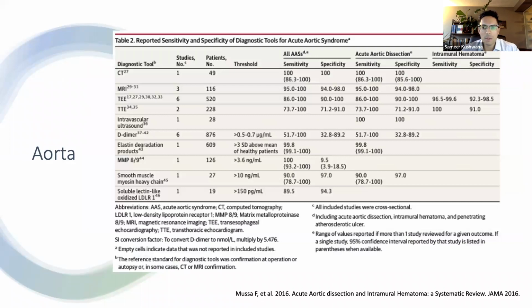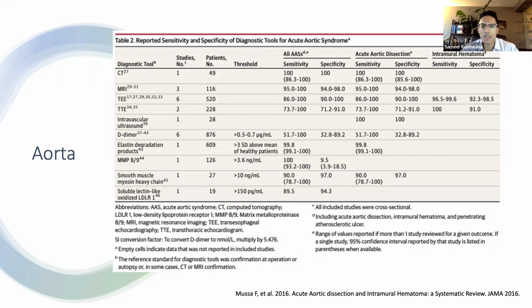There are multiple different imaging modalities available, such as transthoracic echo, transesophageal echo, CT, and MRI, and each has their role. Transesophageal echo has very high sensitivity and specificity for the diagnosis of acute aortic syndromes, and TTE is pretty good, but not nearly as good as transesophageal echo for this purpose. CT scans are also excellent, but it can be quite challenging to facilitate in an unstable trauma patient.